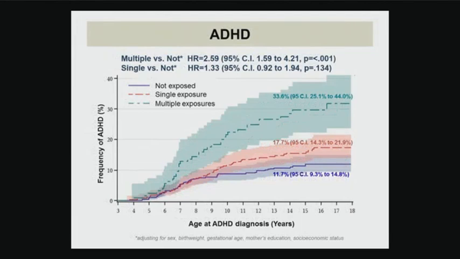If you look at ADHD, you see similar results. You see, in this instance, there was a tendency, not significant, for single exposures to also be associated with an increase in the frequency of ADHD. The hazard ratios are, as you see there, over a doubling of risk for developing ADHD in the multiply exposed. As it turns out, the absolute values of the hazard ratios and the absolute incidences for both ADHD and LD were very similar to what we saw in our prior birth cohort. So we were able to reproduce this result.